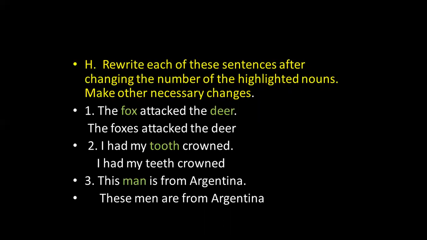So again, here we are going to deal with exercise number H. Rewrite each of these sentences after changing the number of the highlighted nouns. Make other necessary changes. First example: The fox attacked the deer. The highlighted words are fox and deer. The plural form of fox is foxes. Attacked the deer, and a full stop. The plural form of deer is deer only.